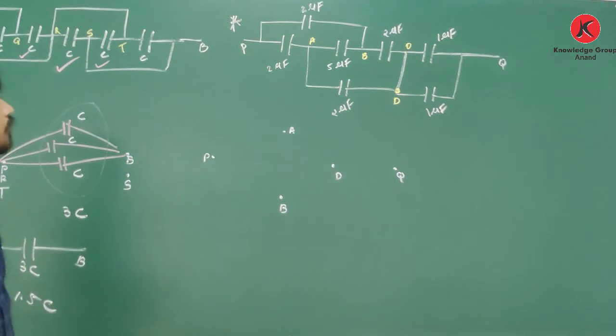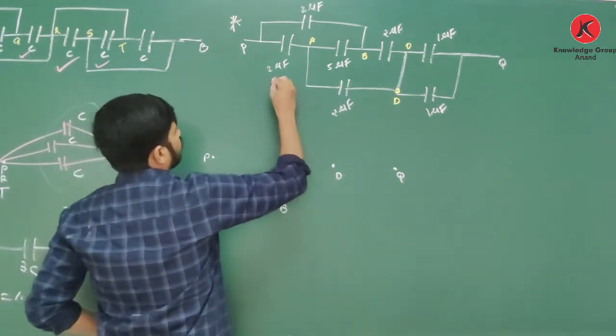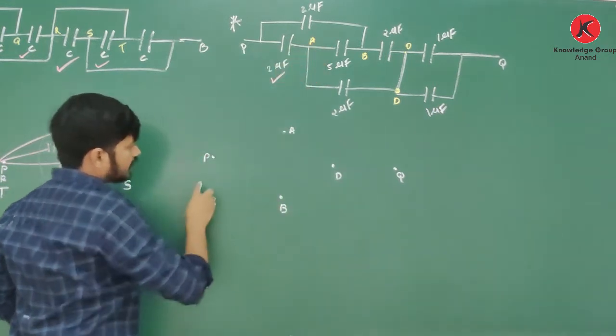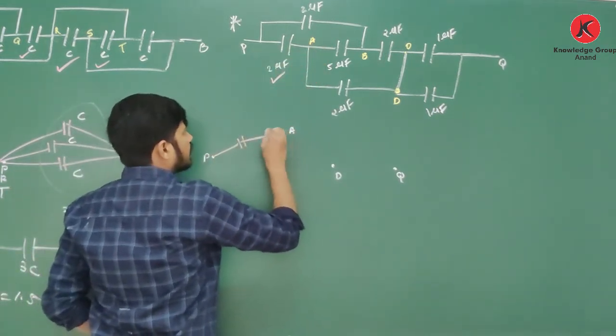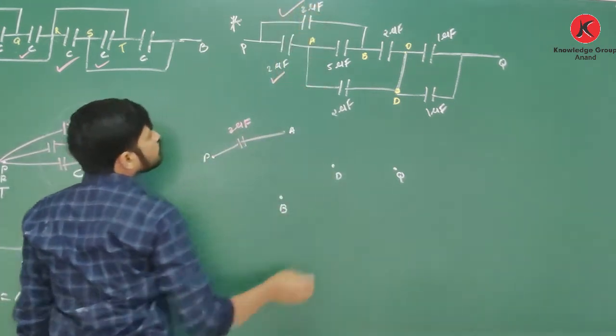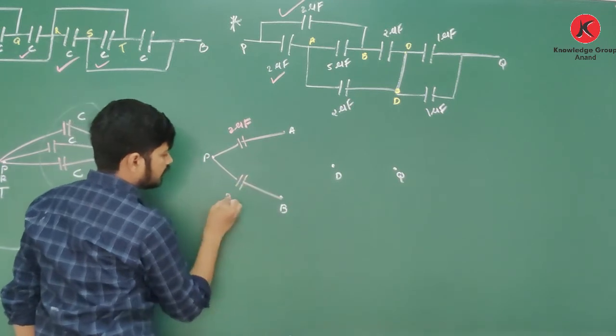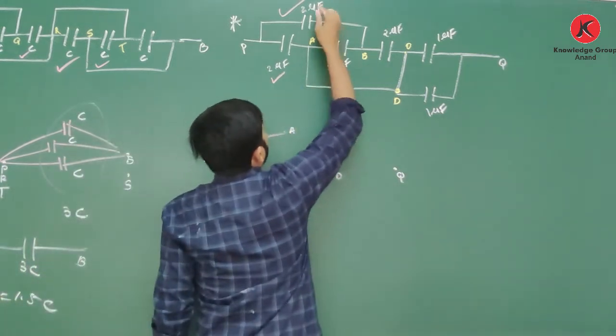Okay? So now, this capacitor 2 microfarad. It is between P and A. Here it is P, here it is A. It is 2 microfarad. Then this one is between P and B. It is between P and B. 2 microfarad. Actually, it is also 2.